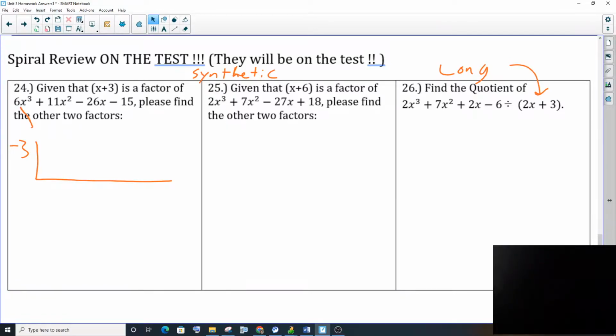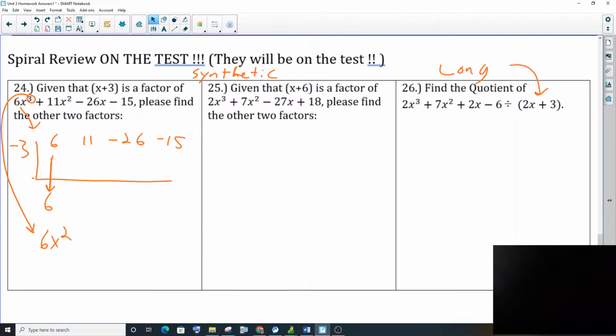So basically we're going to bring down the 6, 11, negative 26, and negative 15. And then after you set that up, the first thing you do is bring that first number down. And that'll be the first part of our answer, right? Because that 6 that you bring down, you're going to do 1 power less. And so instead of x cubed, it's actually going to be an x squared as the first part of our answer.